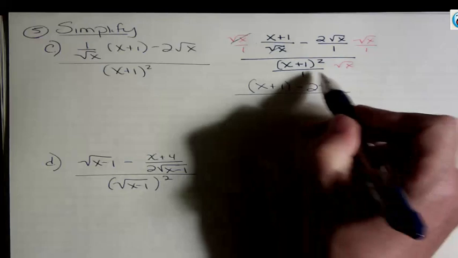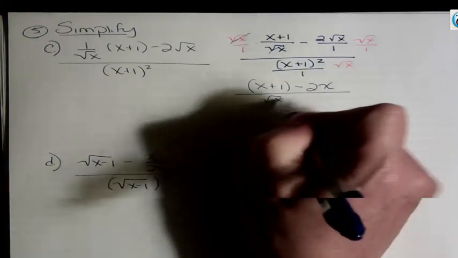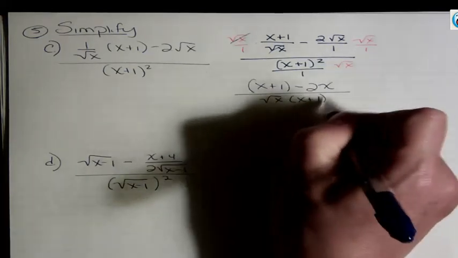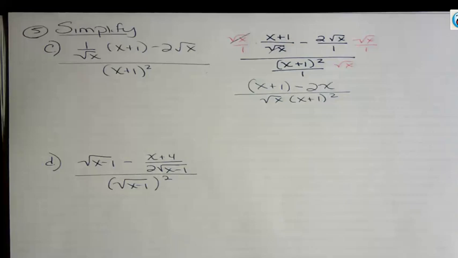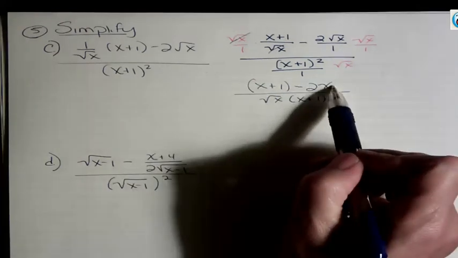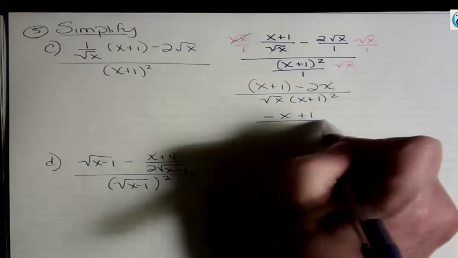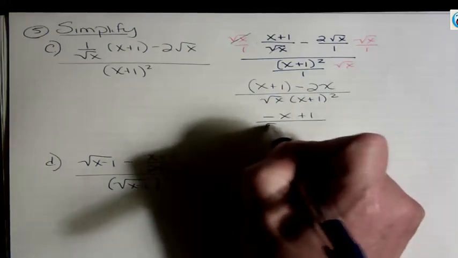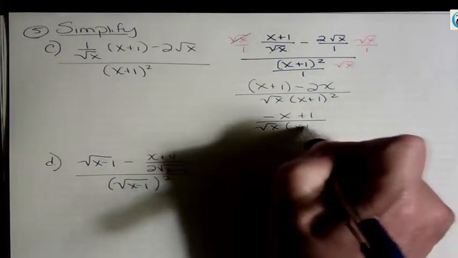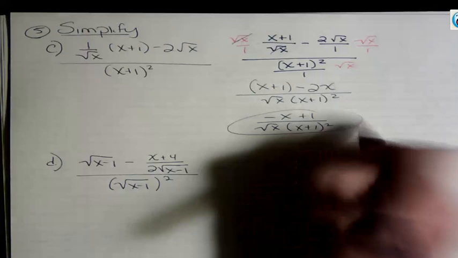And on the bottom, I get the square root of x times x plus 1 squared. And then x minus 2x is negative x plus 1. And square root of x times x plus 1 squared. That's all that is. Nice, huh?